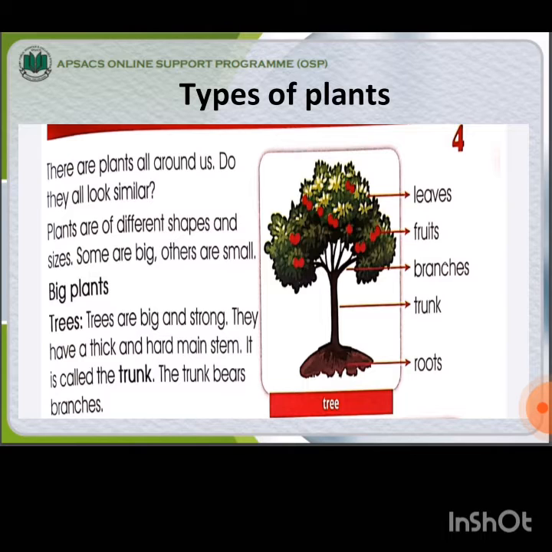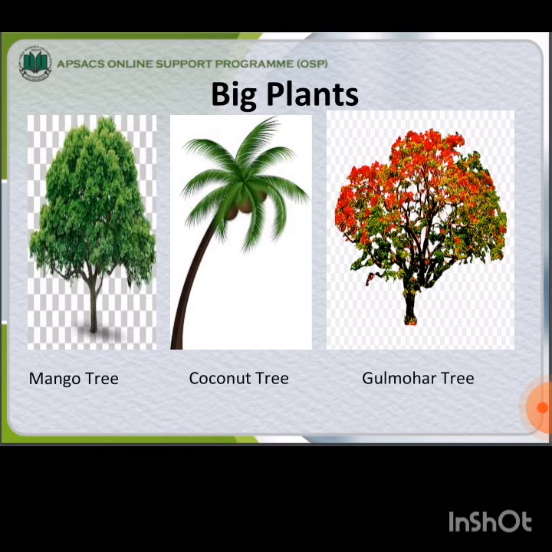Next, types of plants. There are plants all around us. Do they all look similar? No, they are different. Plants are of different shapes and sizes. Some are big, others are small. First is big plants. Trees. Trees are big and strong. They have a thick and hard main stem. It is also called trunk. The trunk bears branches. Now look at the picture. These are the parts of a tree: roots, trunk, branches, fruits, and leaves. These are examples of big plants: mango tree, coconut tree, gulmohar tree.